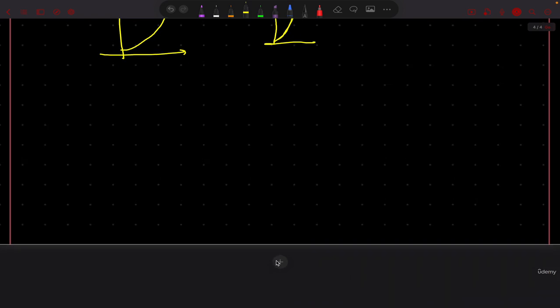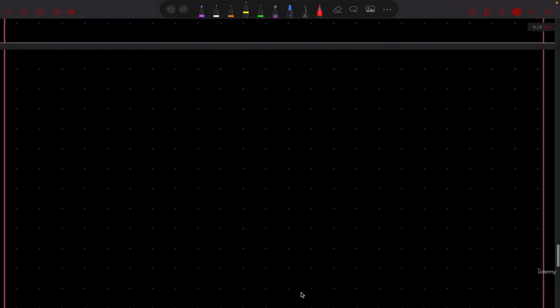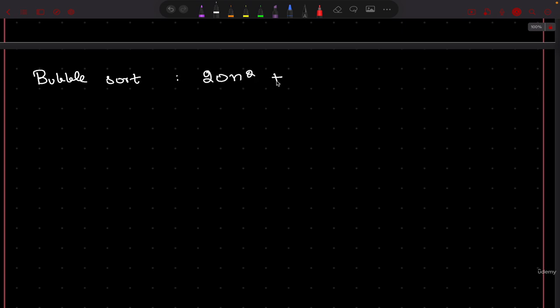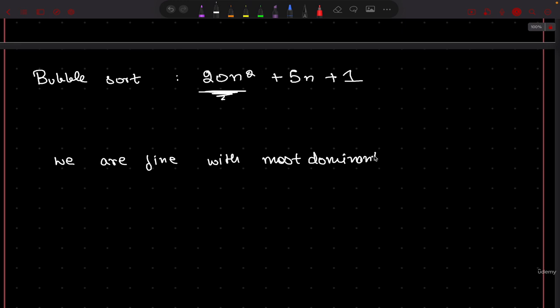Now let us build more onto this intuition. Let's say now my bubble sort has an equation something like this. We saw that it is a quadratic part, and we are going to prove that as well. Then of course I can say that this term is going to be the most dominant one, and we are fine with the most dominant term, which in this case of course is going to be 20n square, right? Now again, I'm not saying that this is the exact relation.